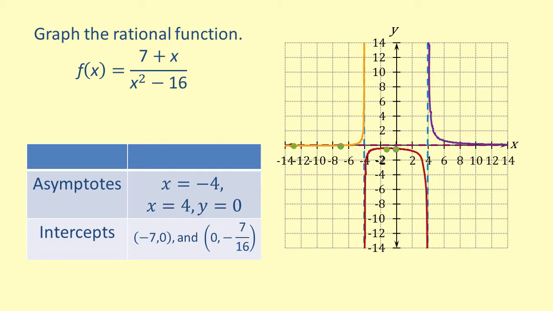Now we have the full graph of the function f of x equals 7 plus x over x squared minus 16. Notice that f changes concavity at negative 4 and 4. However, there are no critical values at these points because f is not continuous at x equals negative 4 or x equals 4.